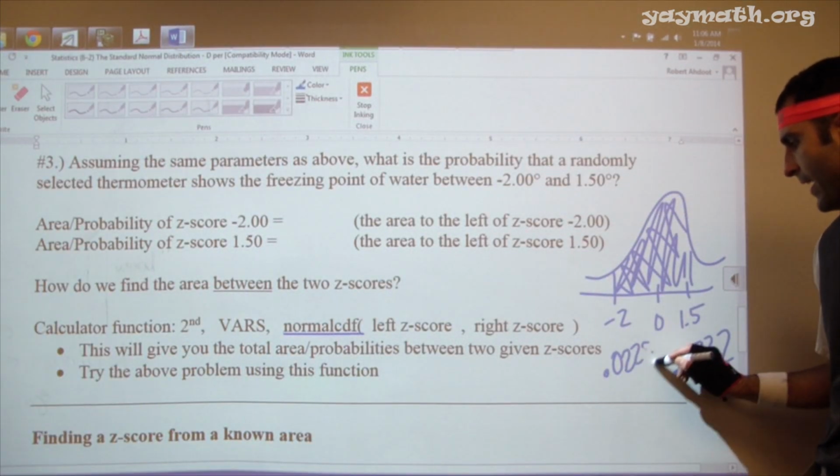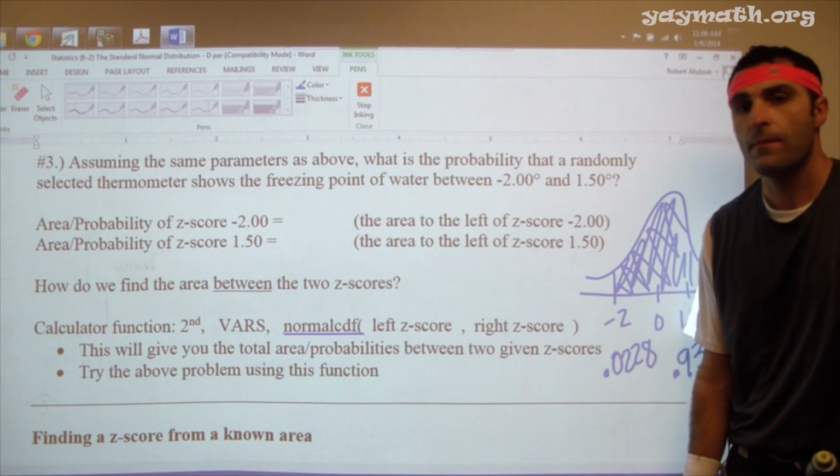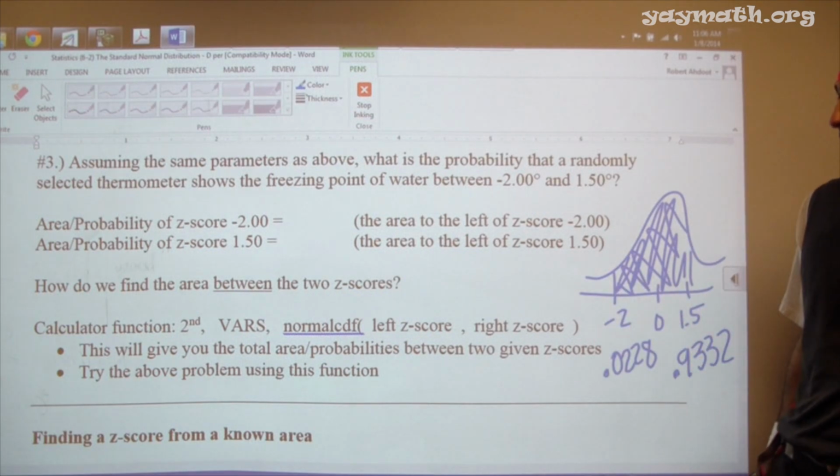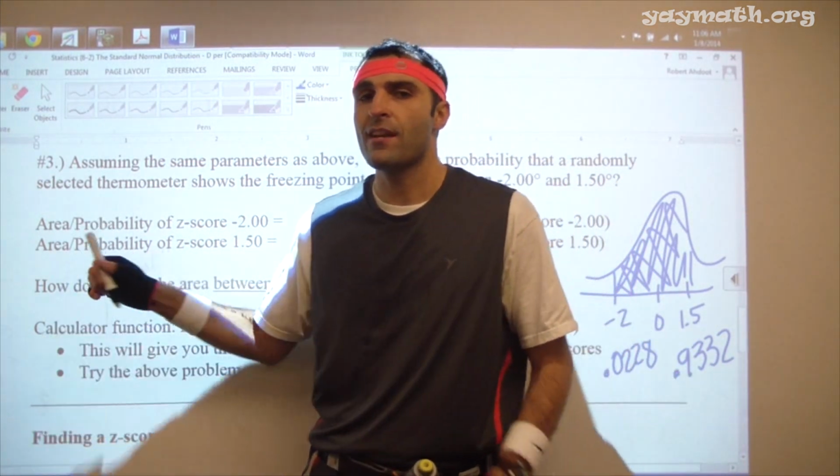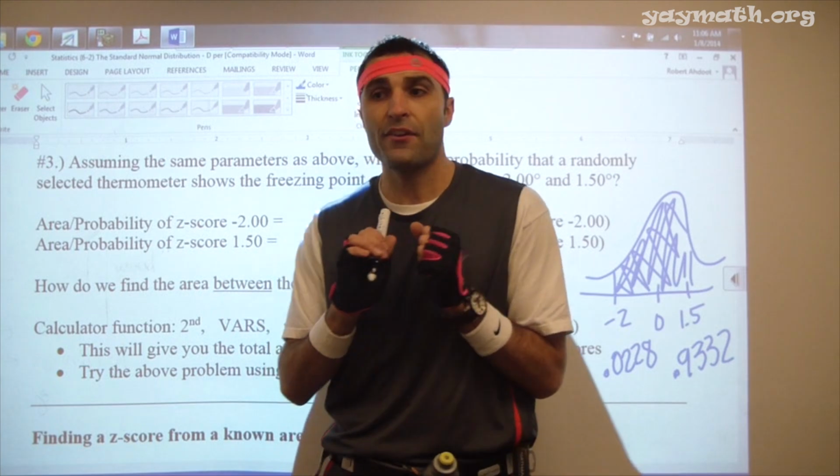It says area, probability, so you could still say 0.0228. They're the same. The area is the probability.